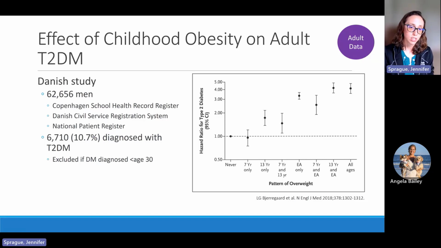Now, this study does have a significant limitation. It does not include females because it was using this civil service registry. So we're missing half of our population, but it's still a really nice longitudinal study showing that weight trajectory, both these studies show weight trajectory influences long-term health risk.